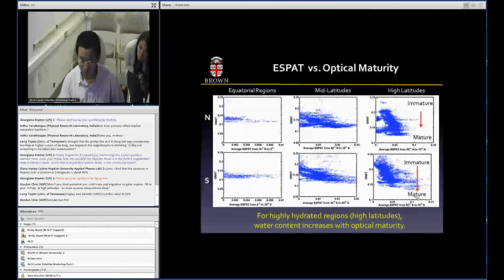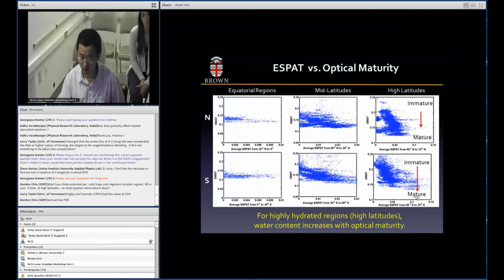What we've done is to average along each 30 degrees from equatorial region to polar region. The upper panel shows the north hemisphere, the bottom panel shows the south hemisphere. We can see for the equatorial regions and mid latitudes, the water content and the optical maturity, there is no obvious correlation. But at a high latitude, as here showing 60 to 70 degrees, we can see they show very good correlation.